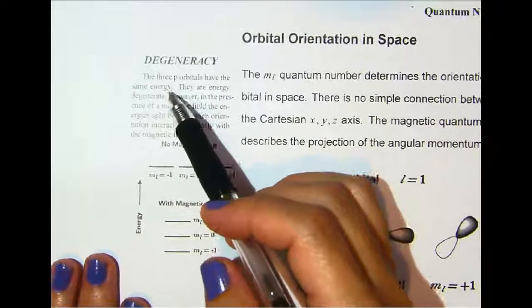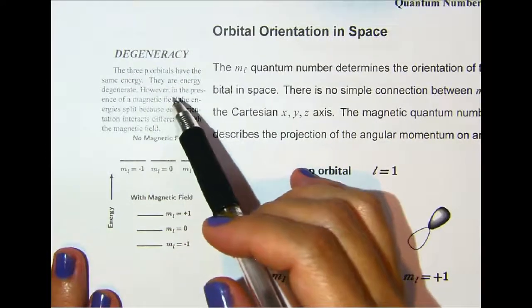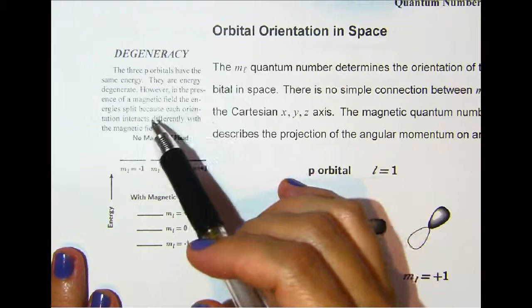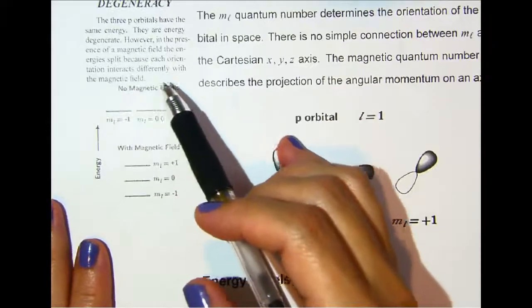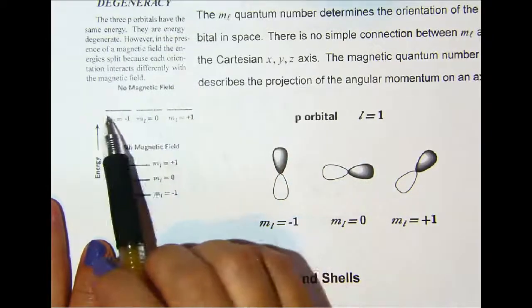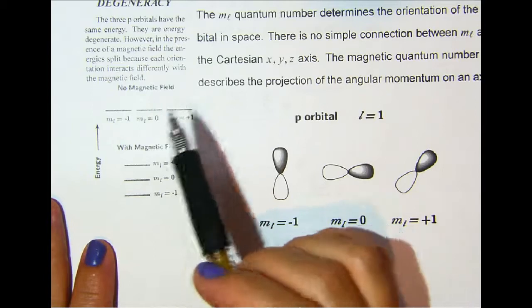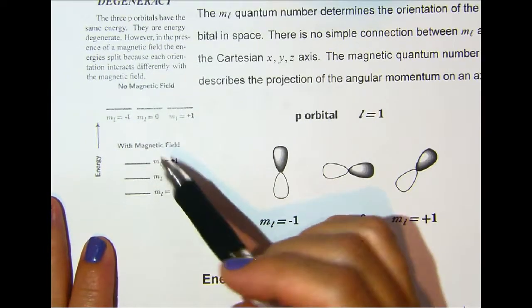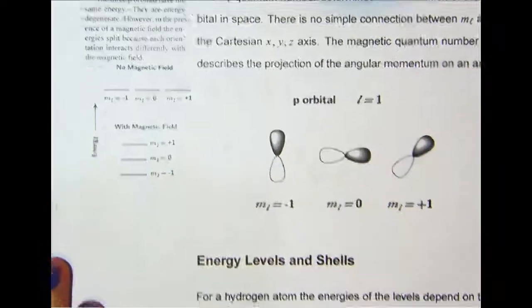Degeneracy. The 3p orbitals have the same energy. They are energy degenerate. However, in the presence of a magnetic field, the energies split because each orientation interacts differently with the magnetic field. So here you have no magnetic field, so they have totally equal energy. And then when you add a magnetic field, they end up with different energies, and they move separately a bit.